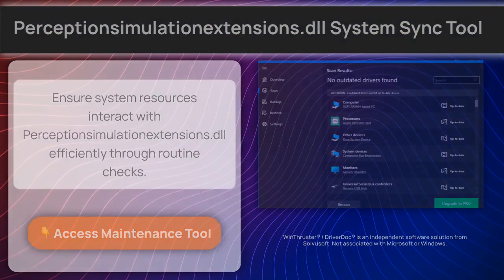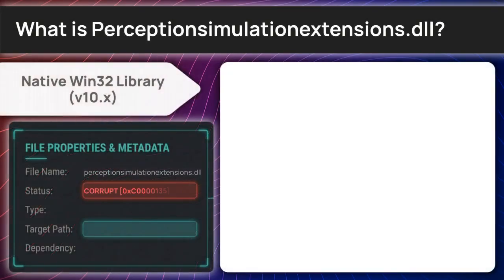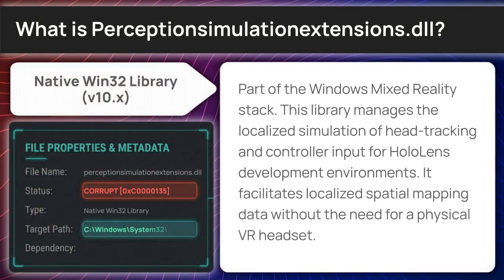This is the Perception Simulation Extensions, part of the Windows Mixed Reality Stack. This library manages the localized simulation of head tracking and controller input for HoloLens development environments. It facilitates localized spatial mapping data without the need for a physical VR headset. Now that you know how the file works, let's focus on the how and fix the issue.